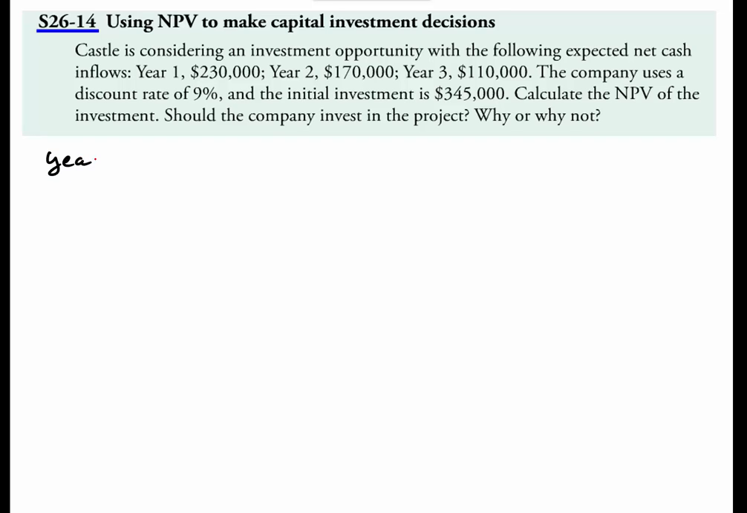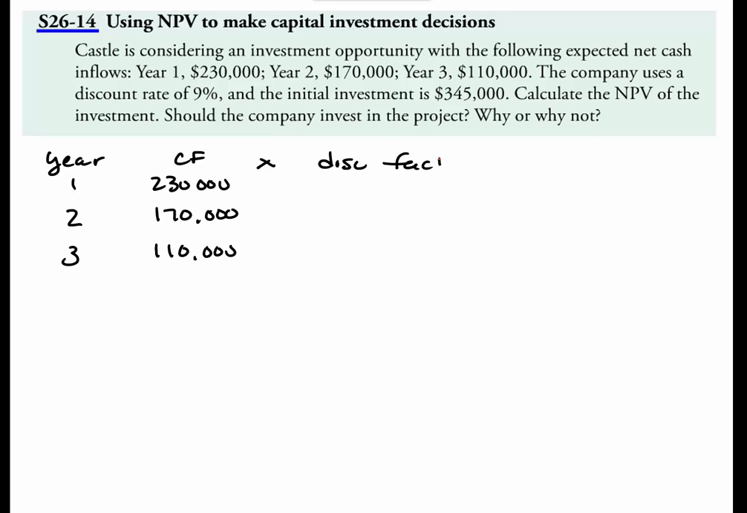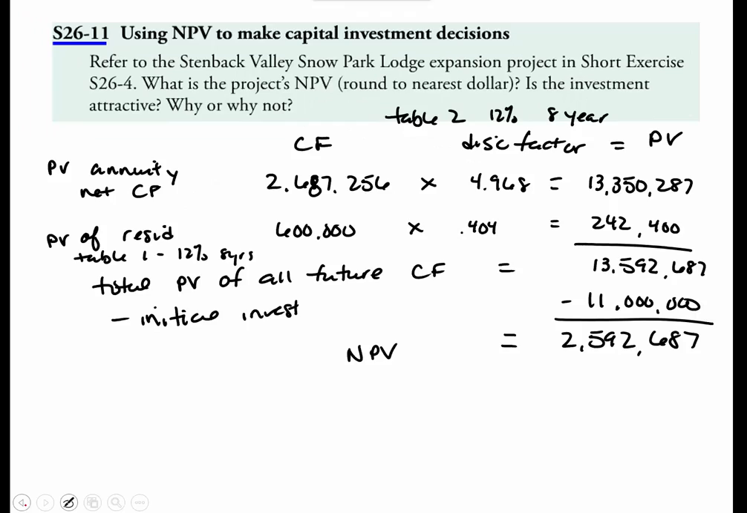So year 1, 2, 3. I'll take my cash flow. So it's 230 in year 1. It's 170 in year 2 and 110 in year 3. Then I'm going to need my discount factor. And I'm going to use Table 1, and I'm going to use 9%, and I'm going to take the discount factors for year 1, 2, and 3. And then that's going to give me the present value of those future cash flows.